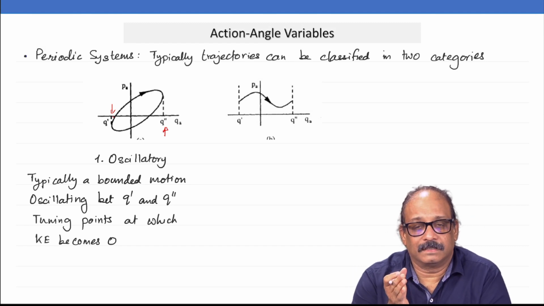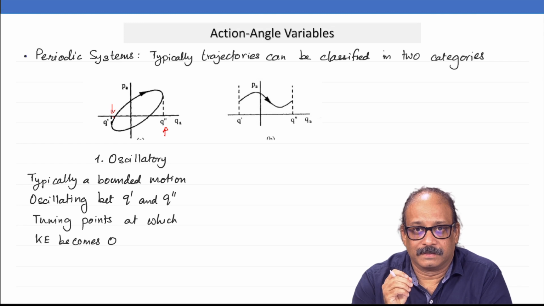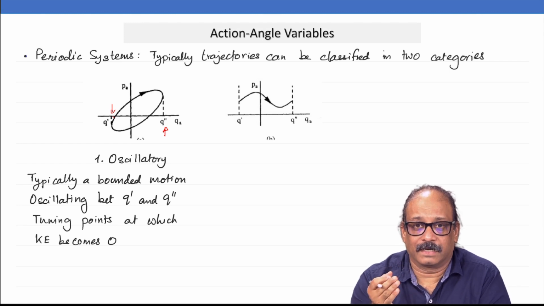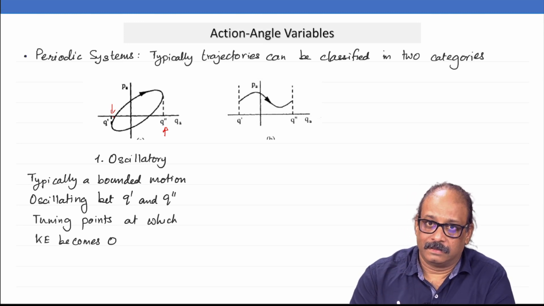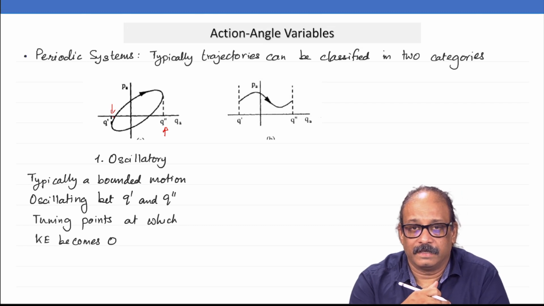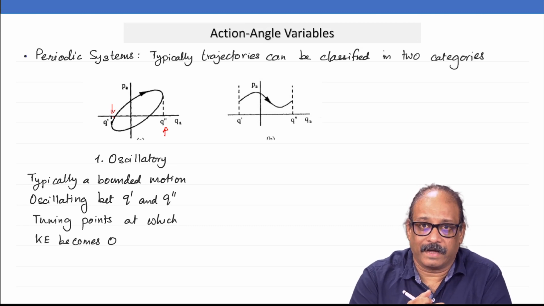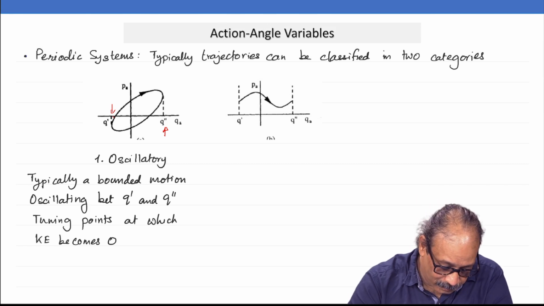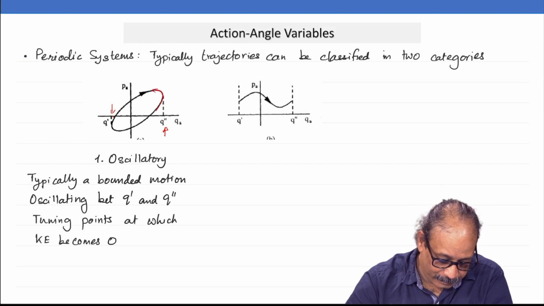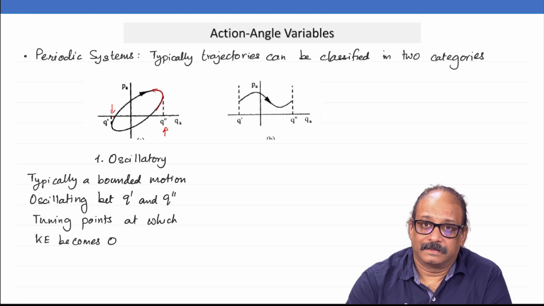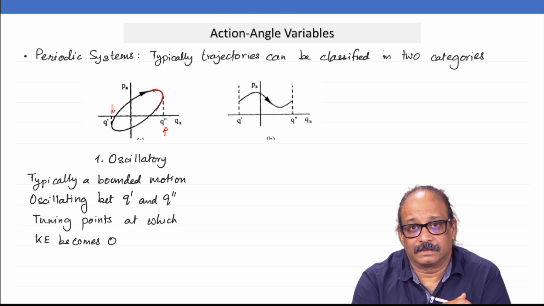So, what happens at a turning point? The kinetic energy becomes 0, or outside these bounds the kinetic energy would be 0, and the motion is turned back, the trajectory is turned back towards the center there. Okay. And similarly for the turning point at the other side.